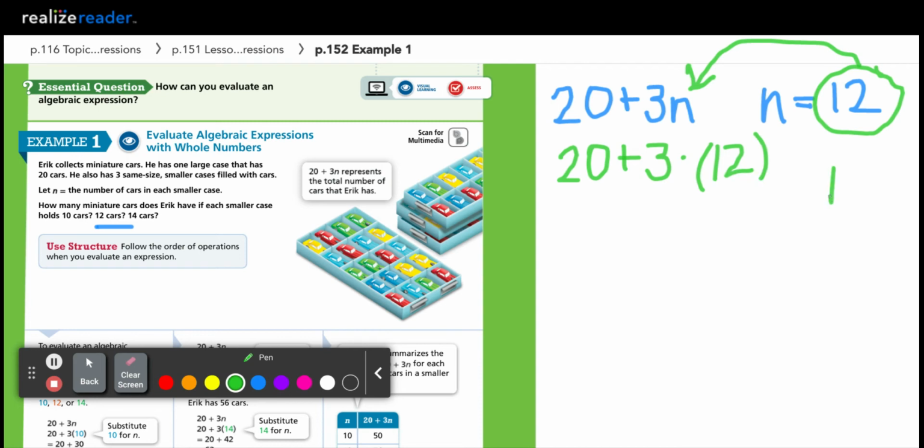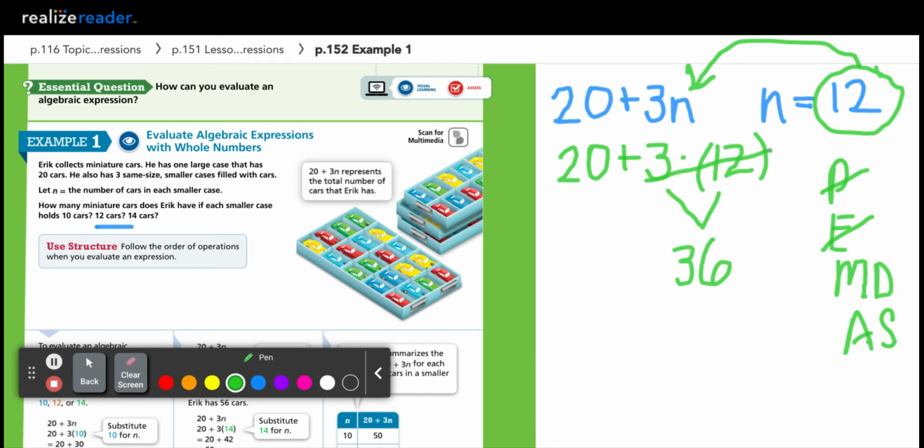So here we follow PEMDAS again. It's going to be the same steps as the last time we plugged in because it's the same expression. No parentheses, no exponents. Multiplication or division. Yep. 3 times 12, 36. Cross it off. Bring down the rest. Plus 20. 20 plus 36. Done with multiplication or division. Next step, addition.